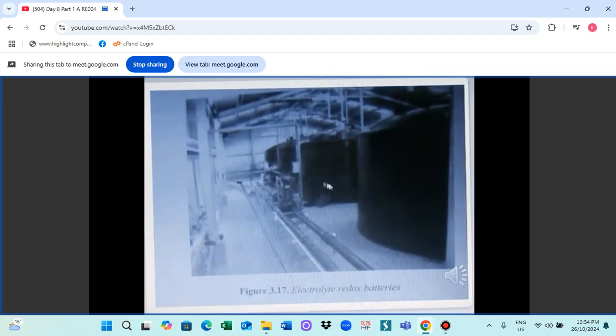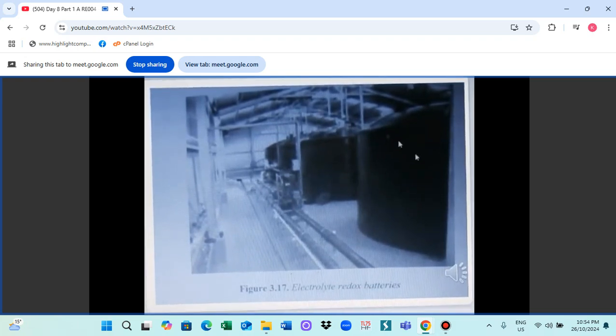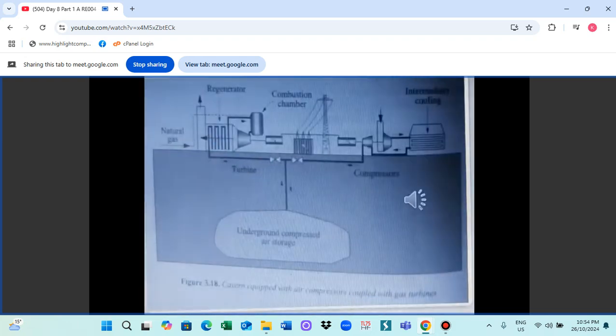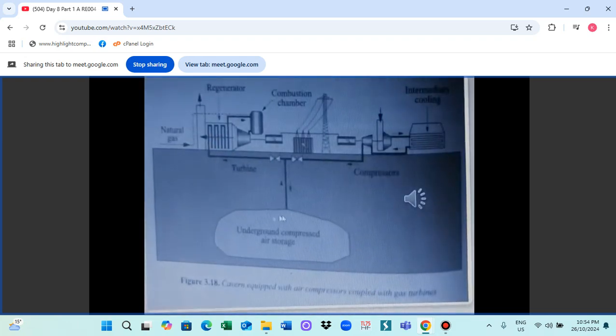This is the underground storage system. We utilize the generator, combustion chamber, and heat storage, with energy stored underground. The heat from the generator is put into the ground and stored, as shown in the diagram.